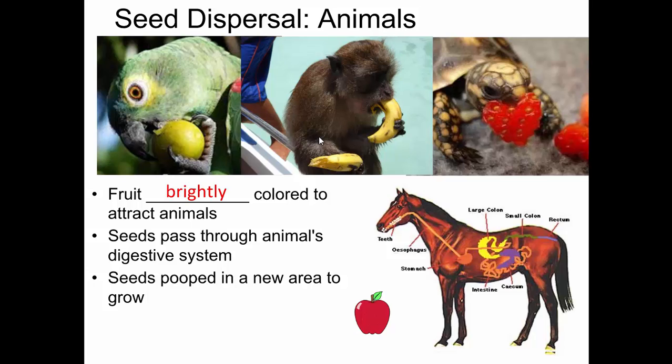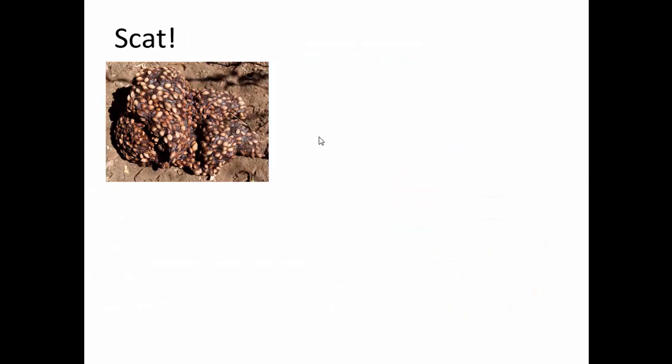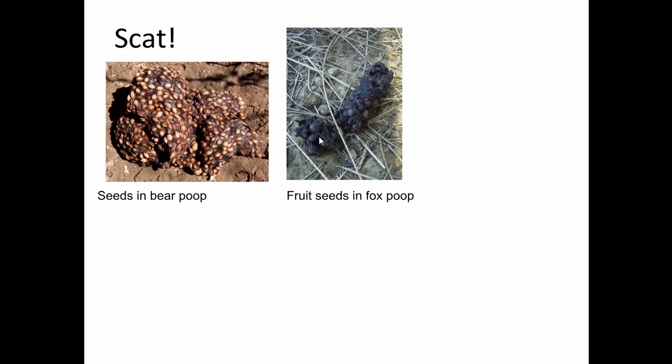All right, so often fruits are brightly colored, they're tasty, there's lots of energy for the animal to attract the animal. And those seeds pass through the digestive system and then eventually get pooped out in a different area. Oh, wow, that's a lot of seeds, right? That's bear poop, probably like raspberries or blackberries. Fox poop, lots of animals eat fruits.